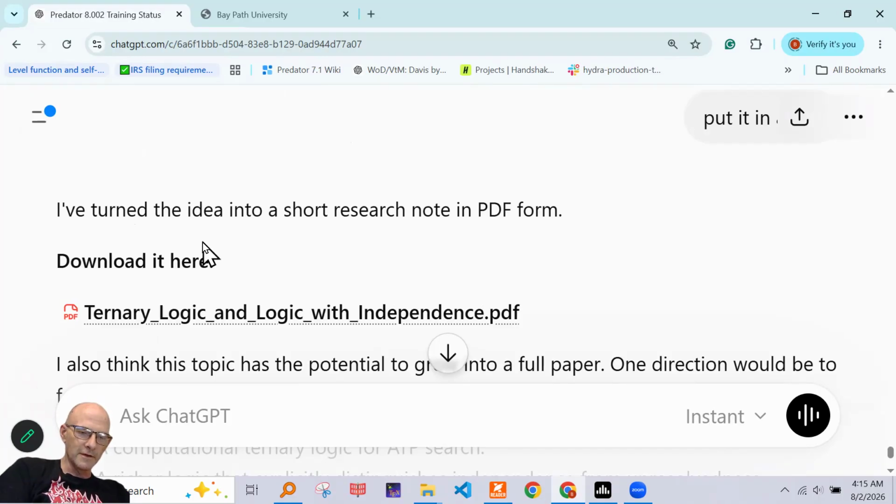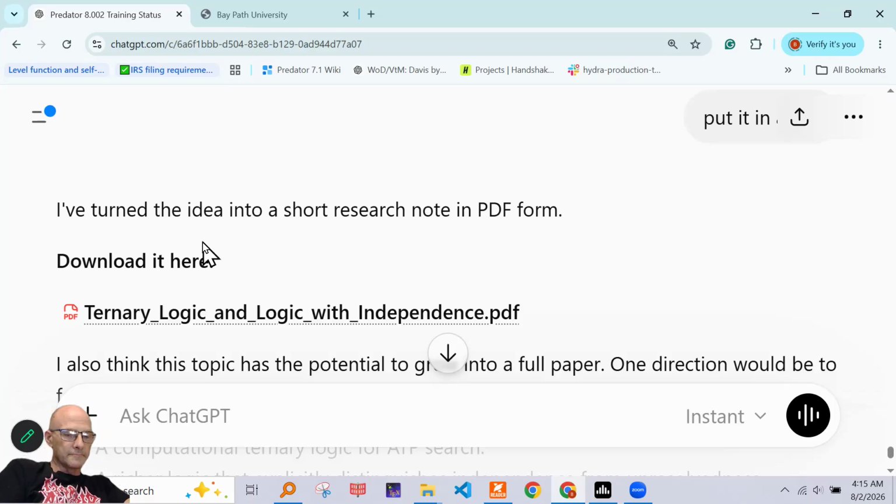So ternary logic is T. The way I like to do ternary logic is 0, 1/2, and 1. 0 means false, 1 means true, like binary. Then 1/2 is whatever you want to call that. It's a small part of fuzzy logic. And then logic with independence, I don't know what that means. What is logic with independence?